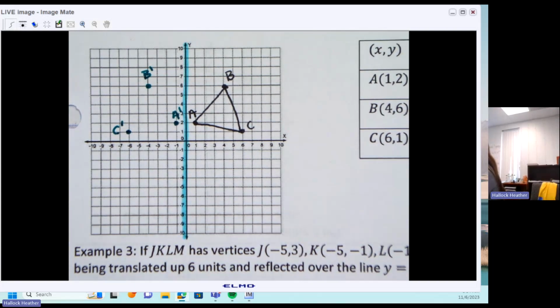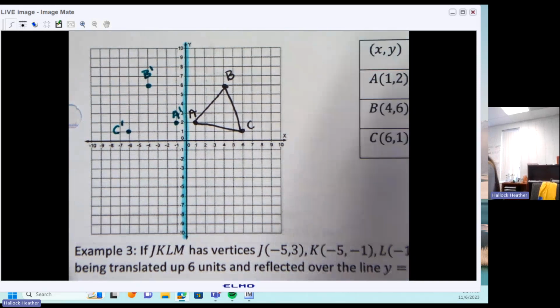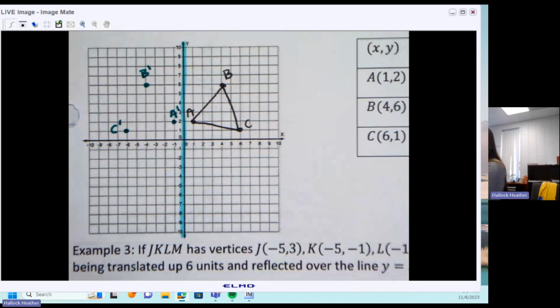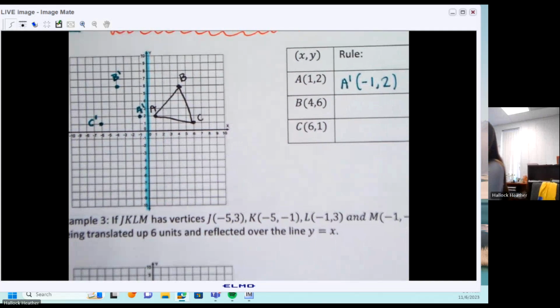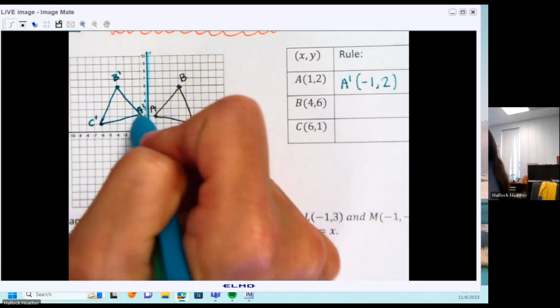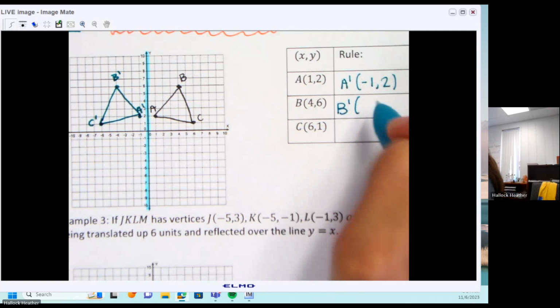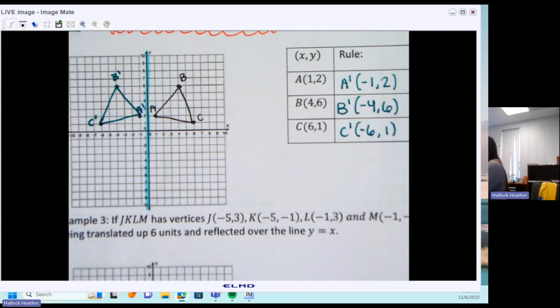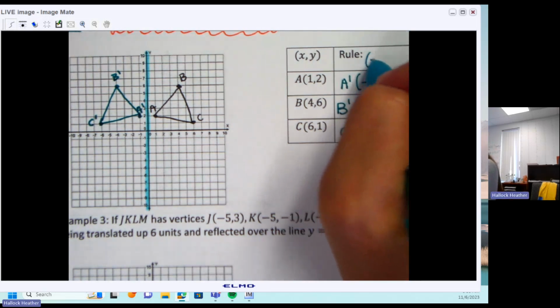And then there's no need to remember the rule for this one necessarily. We're going to write the coordinate points and then we'll figure out what the rule is because you probably don't remember it. So A prime is at -1, 2. B prime is at -4, 6. C prime is at -6, 1. So if I'm looking at the original coordinate point to the new coordinate point I just created, what changed? The x turns negative. So the rule for this is just -x, y.